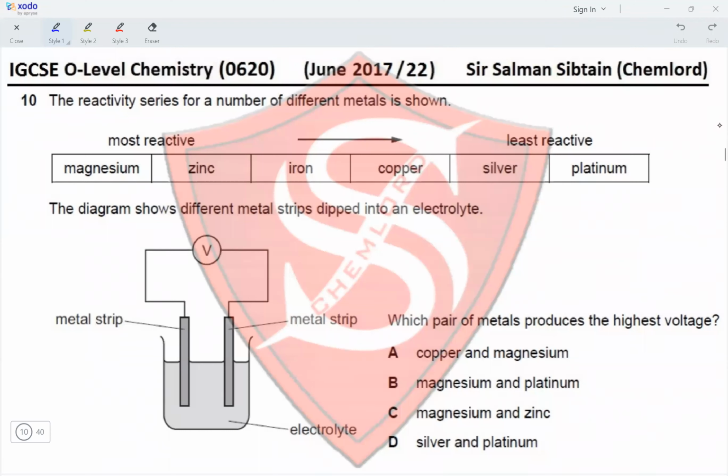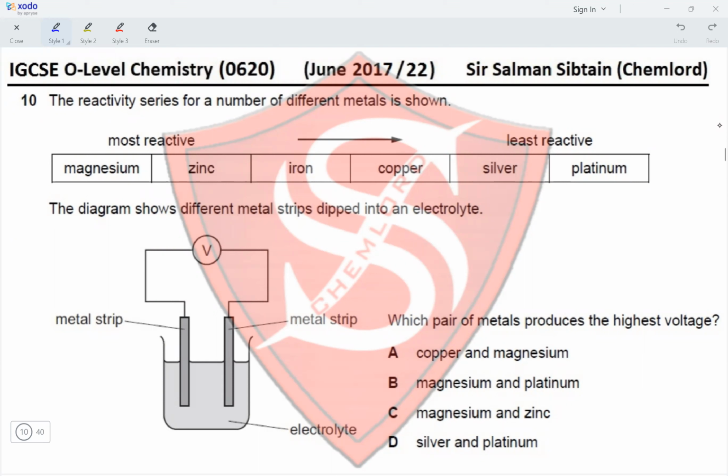Question 10. The reactivity series for a number of different metals is shown. So the most reactive metal in the series is magnesium and the least reactive is platinum. The diagram shows different metal strips dipped into an electrolyte. Which pair of metals produces the highest voltage? So this would be the pair with the greatest difference in reactivity.